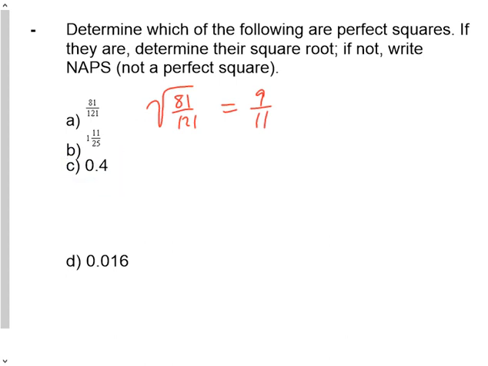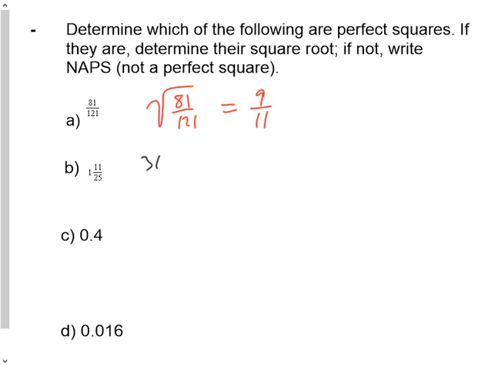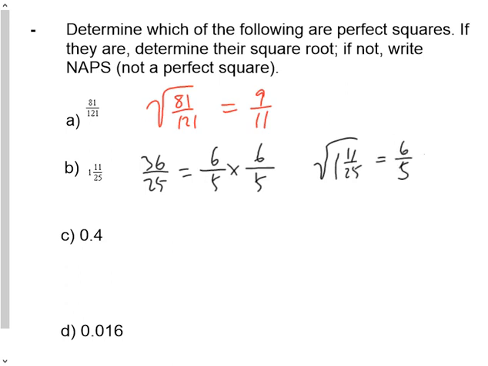B, if I can bring it down here. Because it's a mixed fraction, you were told you can't do this process with a mixed fraction. You must change it to improper. So 25 times 1 is 25 plus 11 is 36 over 25 as an improper fraction. And what fraction multiplied by itself will give you that? 6 times 6 is 36, 5 times 5 is 25. So therefore, the square root of 1 and 11/25 is equal to 6/5 or 1 1/5. It is a perfect square as well.